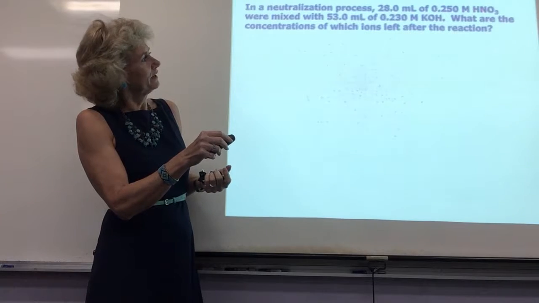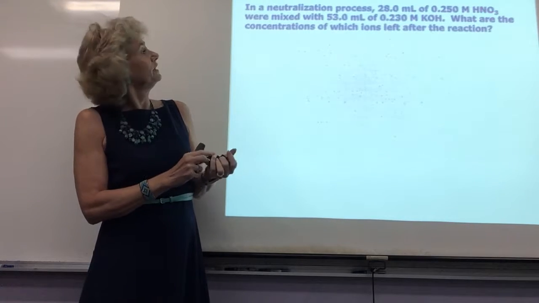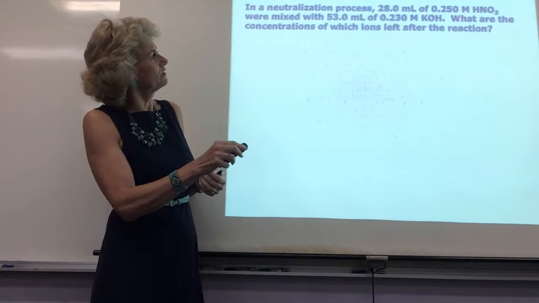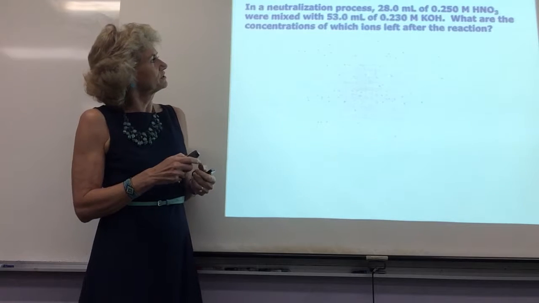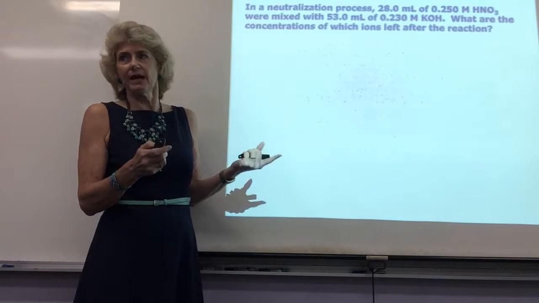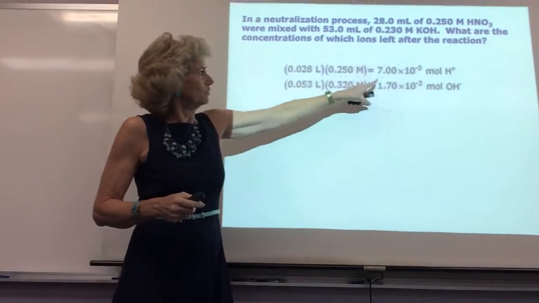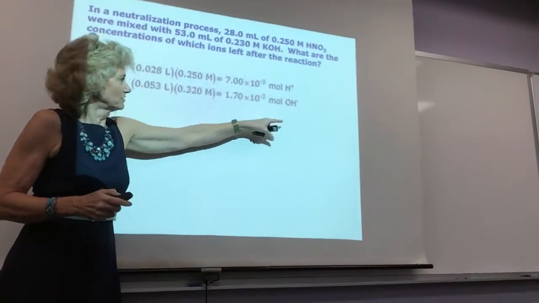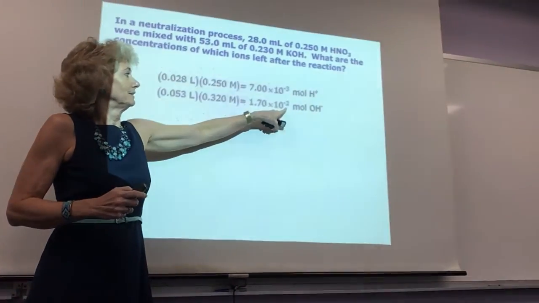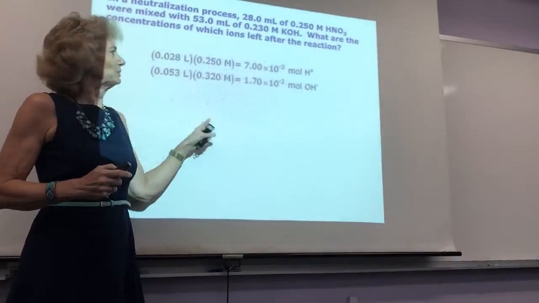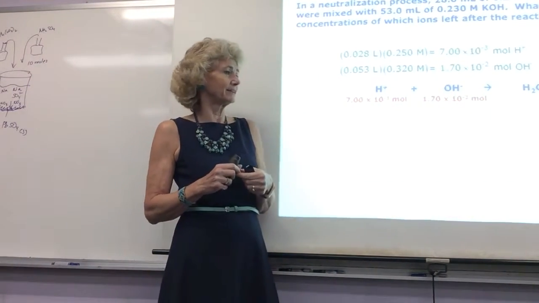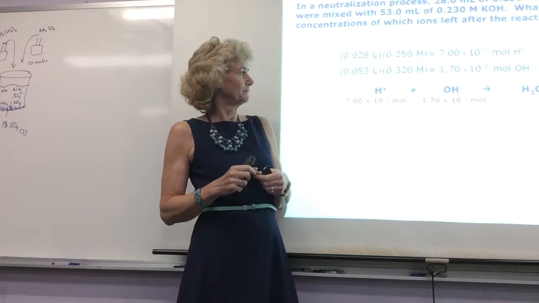So here's which acid? Nitric is one of the strong ones. Nitrous is not, just nitric. It's mixed with KOH, strong base. What are the concentrations of ions left after the reaction? Well, it's like a limiting reactant problem. You've got that many moles of protons and that many moles of hydroxide ions. Whichever number is bigger, oh, don't make the mistake. Well, that's a minus sign. Sorry, it's getting a little purple. Whichever number is bigger is the one that's in excess, so is this going to be an acidic or basic solution?